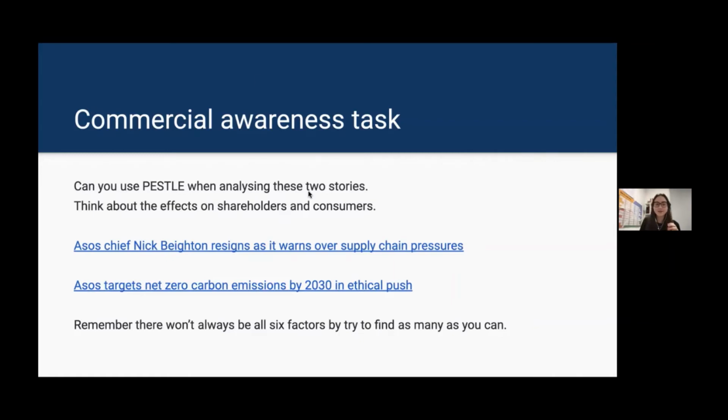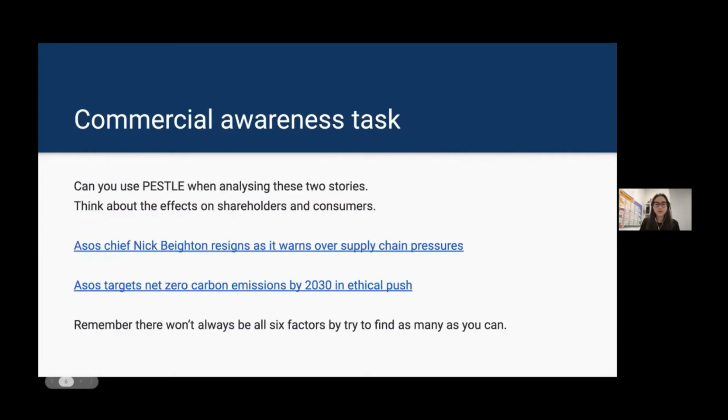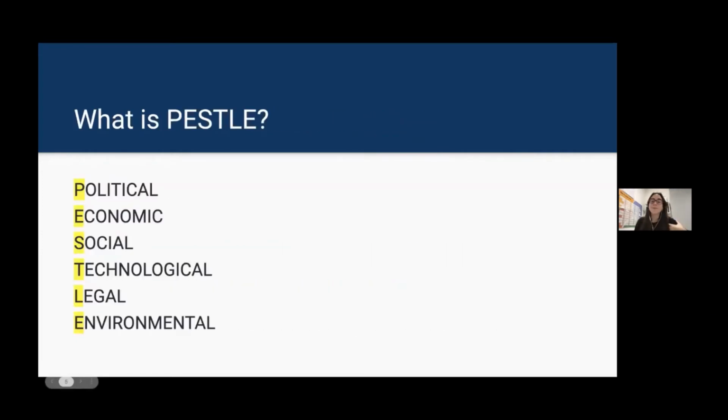Okay, so let's just go back to the Pastel technique. So, starting off, what did everyone find for the political one? Anyone got anything? If you want to unmute and share, that'd be great.